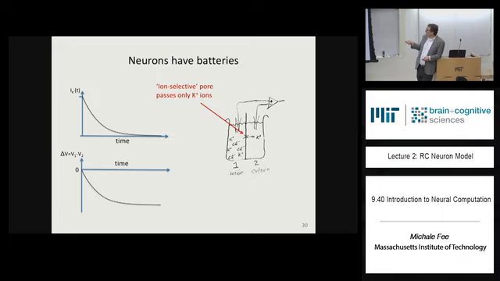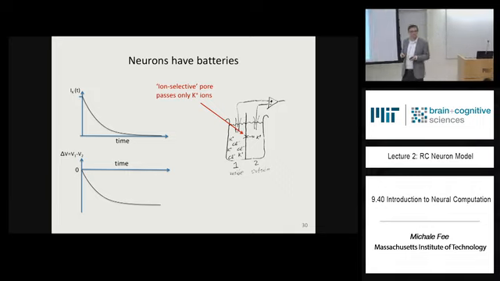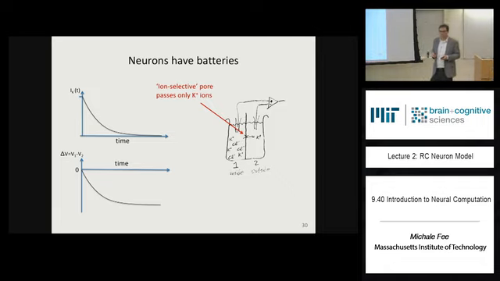Basically, this is like a capacitor, right? Some positive charges diffused from here to here, and that charges up this side, so the voltage is positive. We put more positive charges here, the voltage here goes up. Okay?